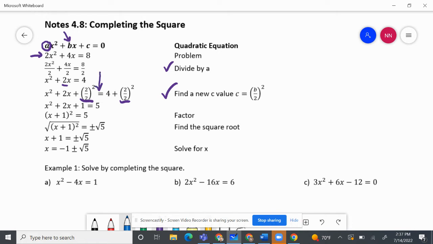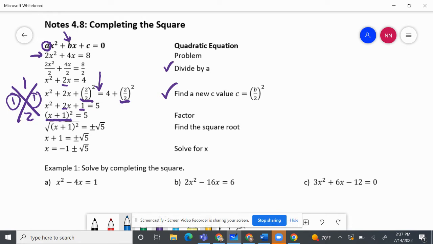After we do that, we're going to factor it. And when we factor it, we're looking for two numbers that multiply together to give us 1, and add up to 2. And that would be 1 and 1. If we're doing it correctly, it's always going to be the same number. And that's why it's called completing the square, because we factor it to a square binomial.